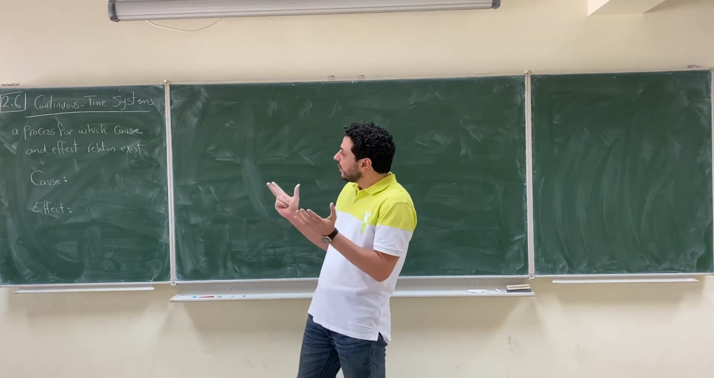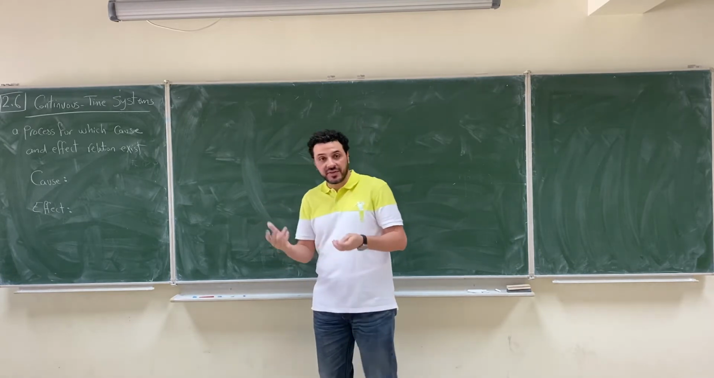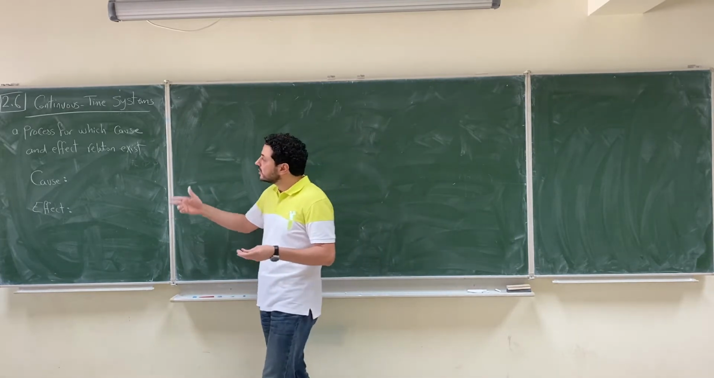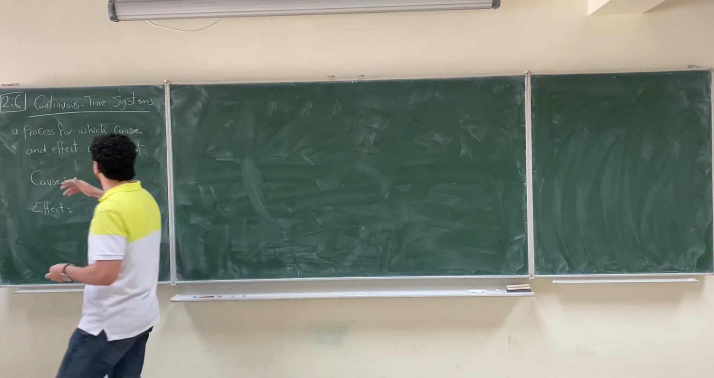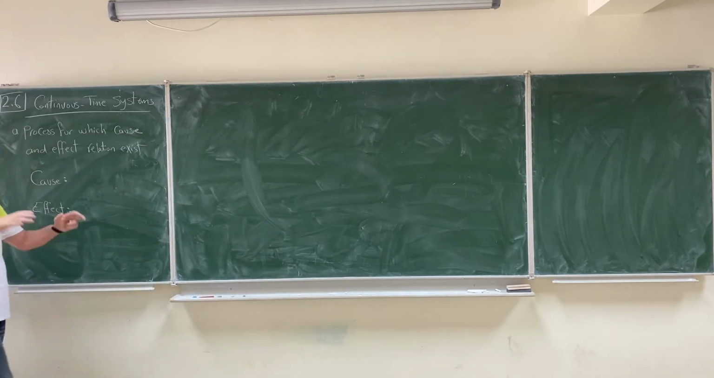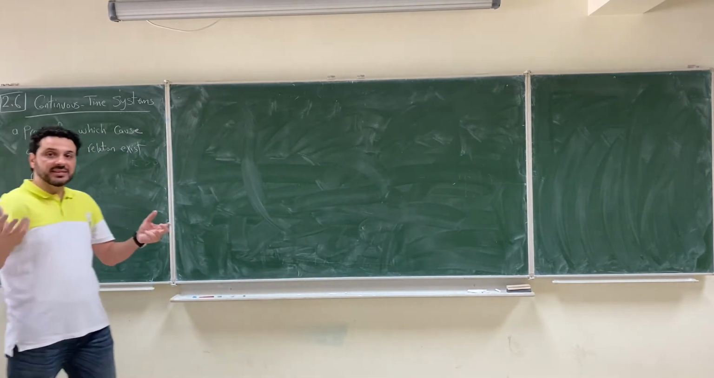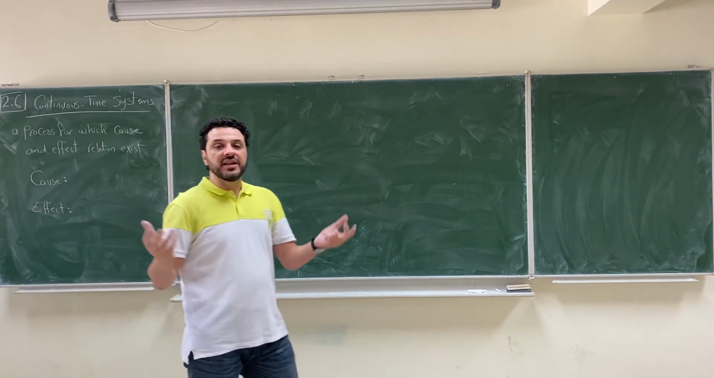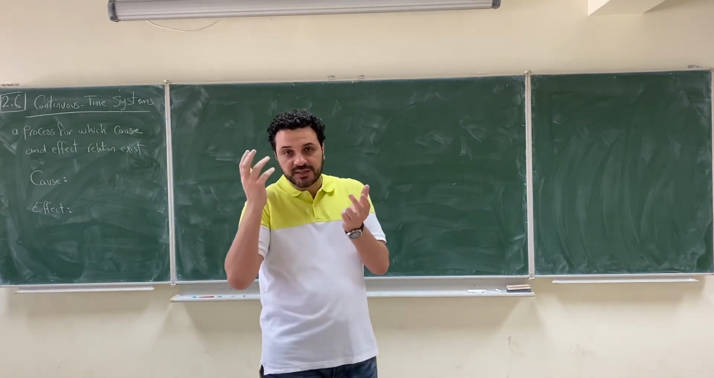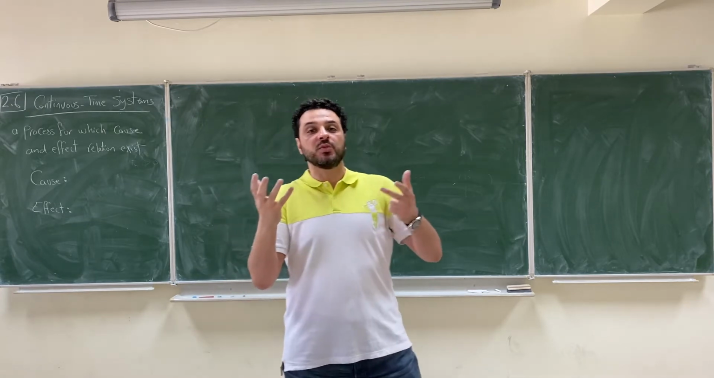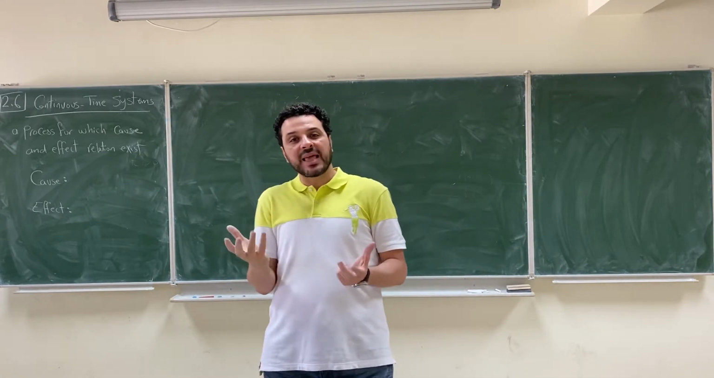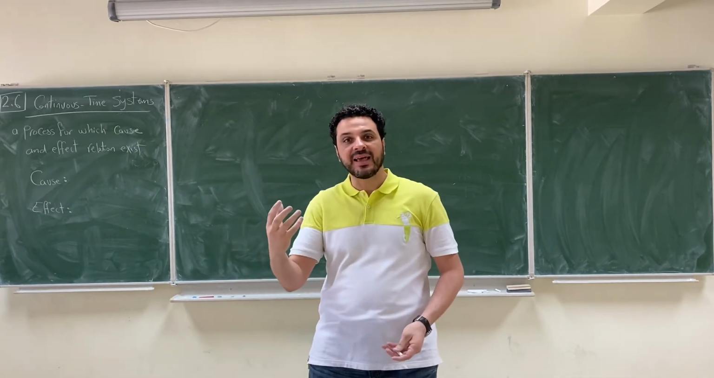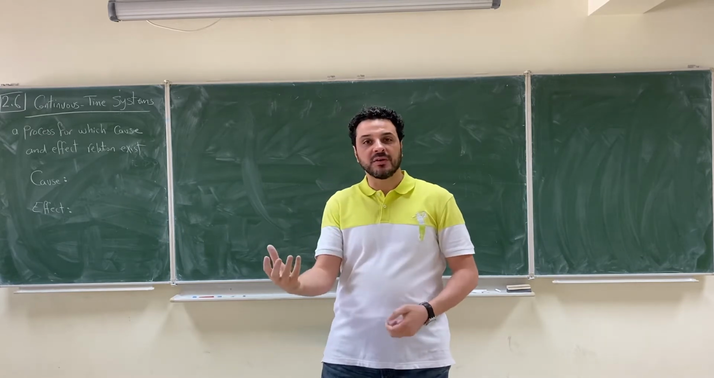The official definition of that system might be a little bit vague. It says it's a process for which cause and effect relation exists. It's a process that has cause and effect relation. For our purpose here, in order to understand this definition, what is the cause and what is the effect? The cause means the input. There is a cause. It's the reason of something to happen.